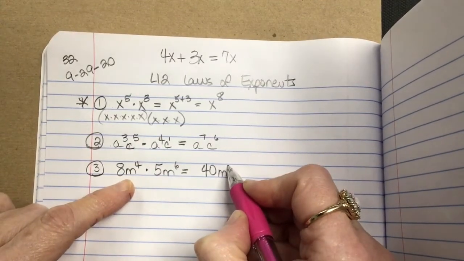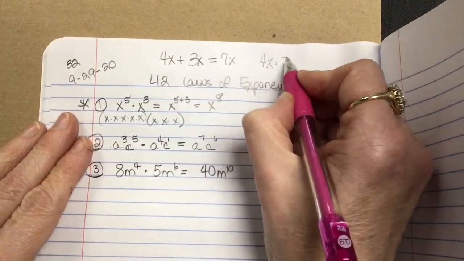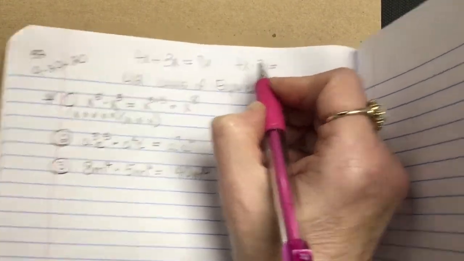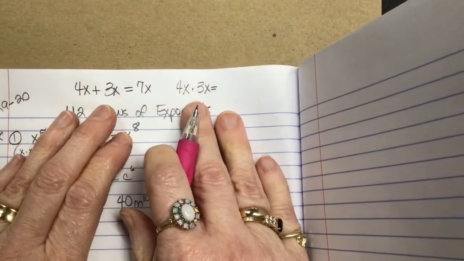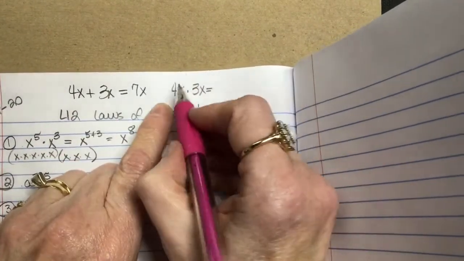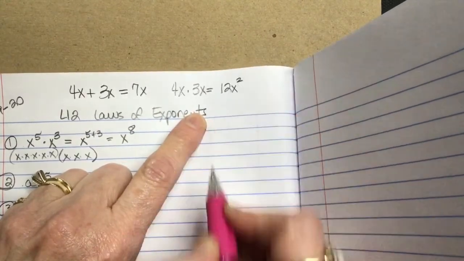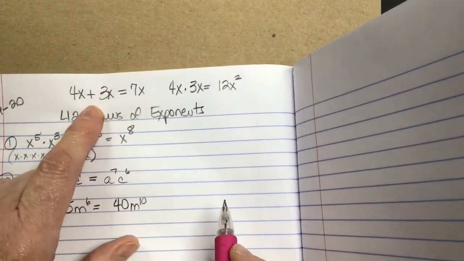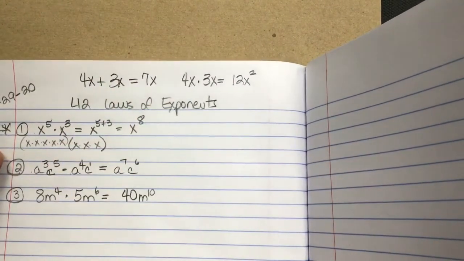Now, if I come back up here and do 4x times 3x, I'll just do it up here. This is when people are struggling with their rules, I'll usually write something like this at the top of their paper. 4 times 3 is 12, and x to the 1 times x to the 1 is x squared. That's going to be important to us when we start factoring, because you've got to be able to add and you've got to be able to multiply.